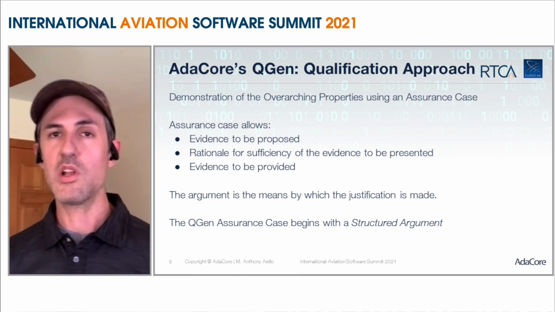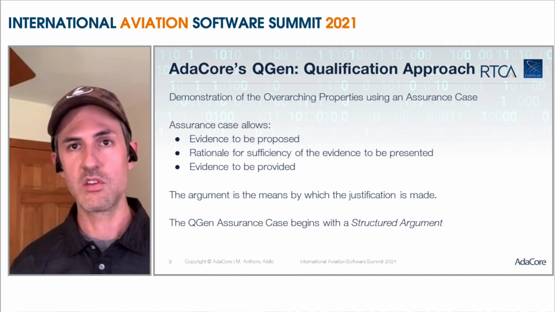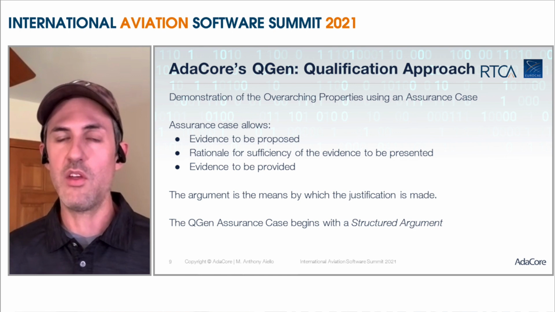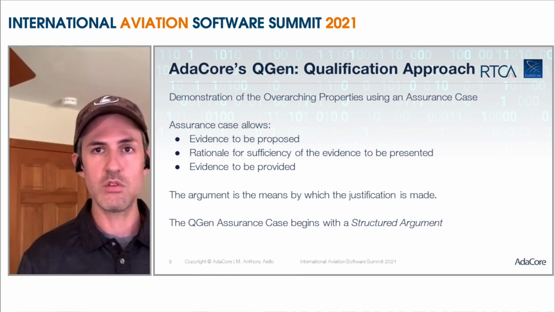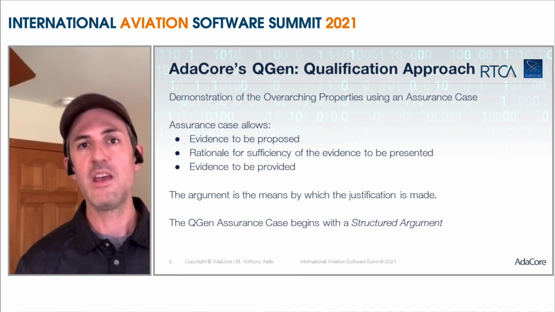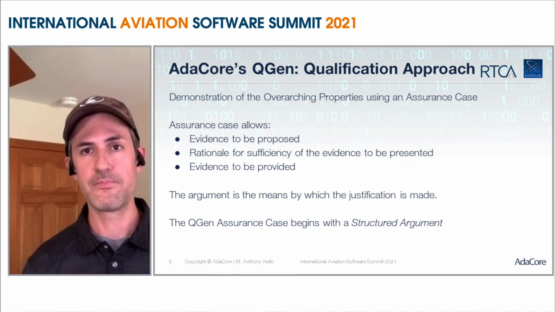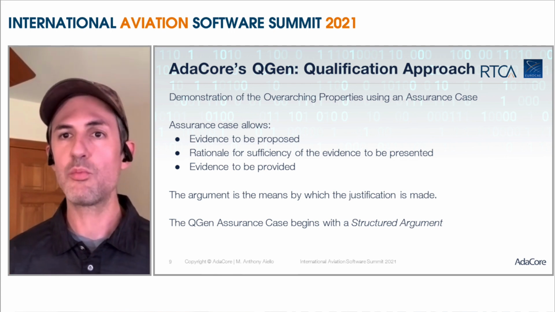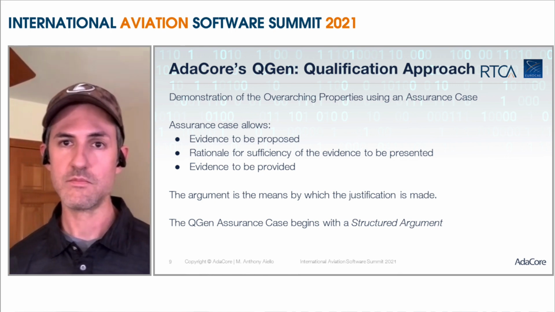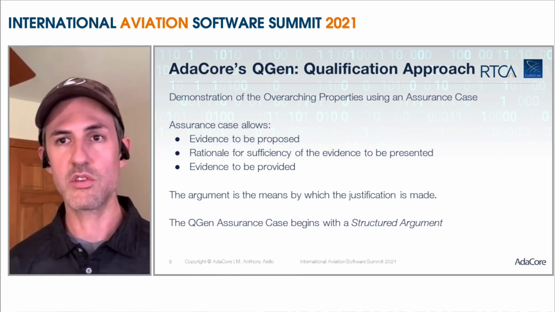So, for the qualification of QGen, AdaCore is demonstrating overarching properties using an assurance case. And this assurance case allows us to propose the evidence that we think will be sufficient to support the tool, to provide the rationale for the sufficiency of that evidence, and then to provide the evidence once it has all been developed. The argument then is the means by which we justify TQL1 qualification of QGen. In our development of the assurance case for QGen, we start with a structured argument.